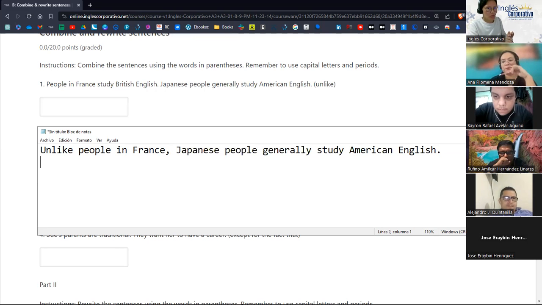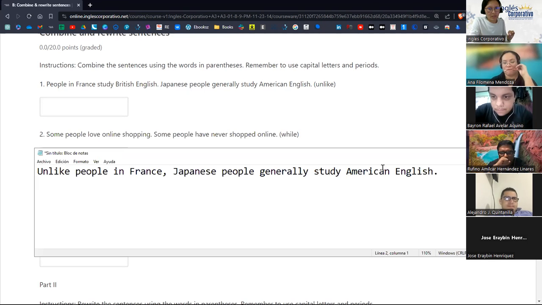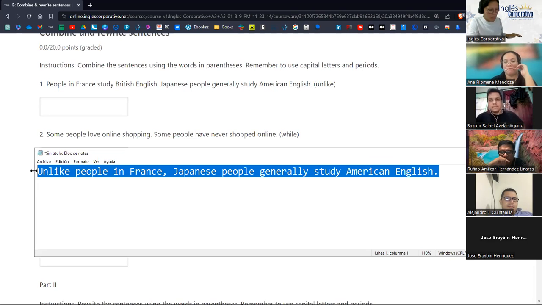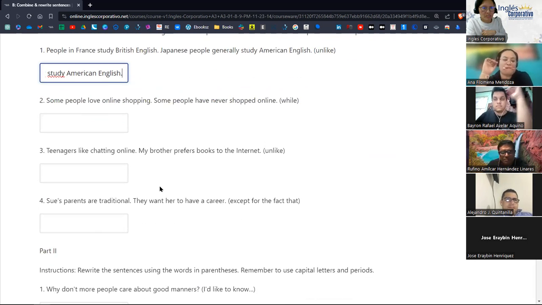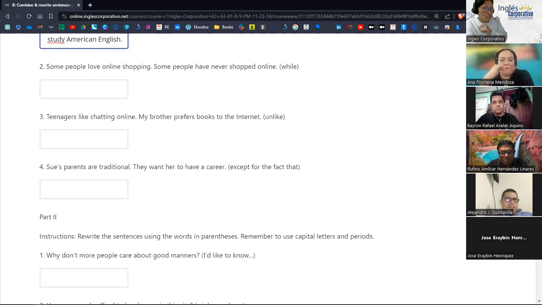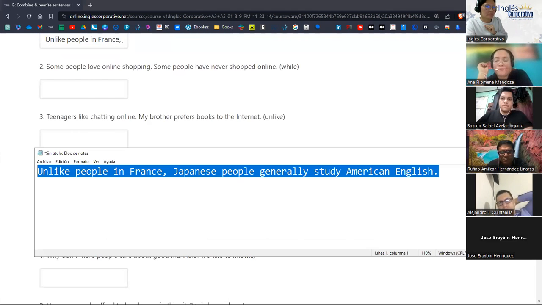¿Ok? Vámonos para la segunda. Vamos a copiar. Dijo que no pusiéramos punto. Dice, ah, no, como no. Remember to use capital letters and periods. Vaya, acordémonos que cuando iniciamos una oración, iniciamos con mayúscula y la terminamos con un punto. Y solamente hacemos la excepción cuando lo dice. Pero hoy sí dice, remember to use capital letters and periods. Number two. Tenemos, some people love online shopping. Period. Some people have never shopped online. While. Vamos a usar while.